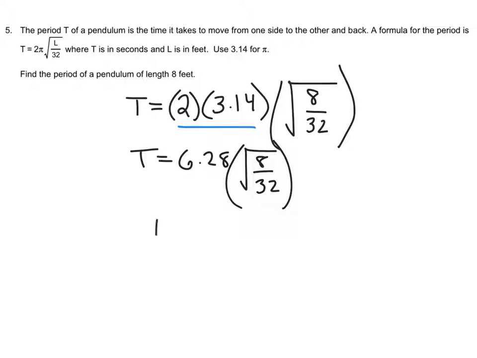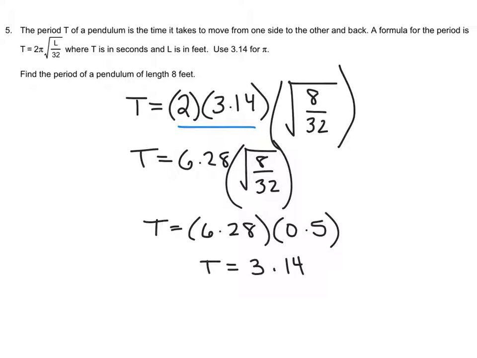Now our problem becomes t equals 6.28 times 0.5. And when you multiply those two values together, we get t equals 3.14. So our answer is that the period of the pendulum of length 8 feet is 3.14 seconds.